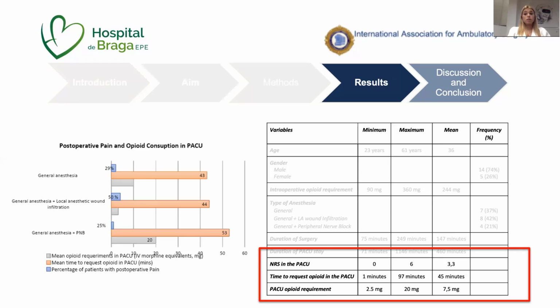This chart represents the distribution of patients who experienced postoperative pain, time to request opioid, and the mean opioid required in the PACU by the type of anesthesia. Contrary to our expectations, the time to request opioids is similar in the 3 different groups. Additionally, patients who were submitted to general anesthesia and peripheral nerve block had higher consumption in the PACU.